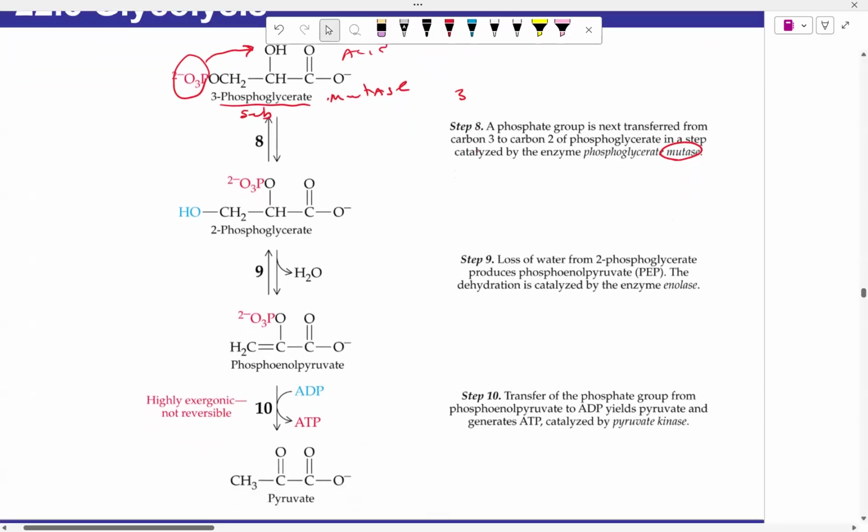Now, what we're going to do is we're going to convert this guy and pull water off. Now remember, how do you create an alkene? One way is with an alcohol. We pull water off that molecule and recreate a double bond or an alkene. That's what we're doing here. So this is the alkene.